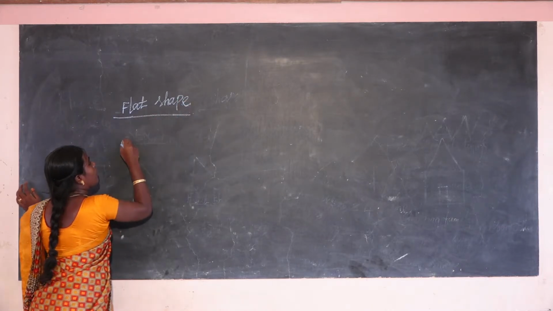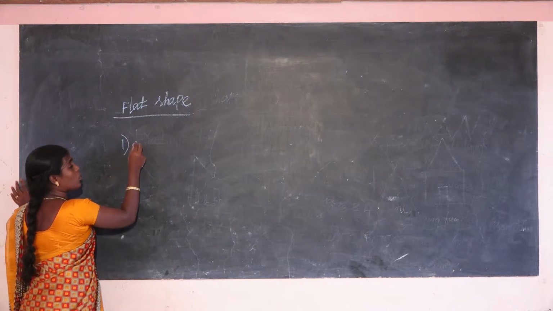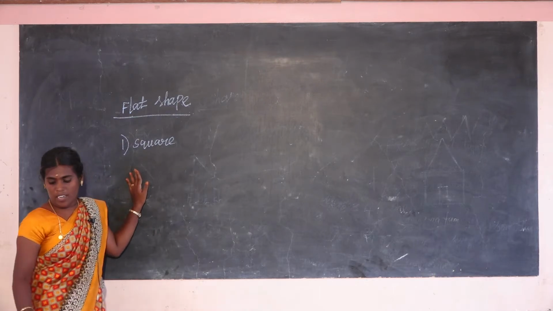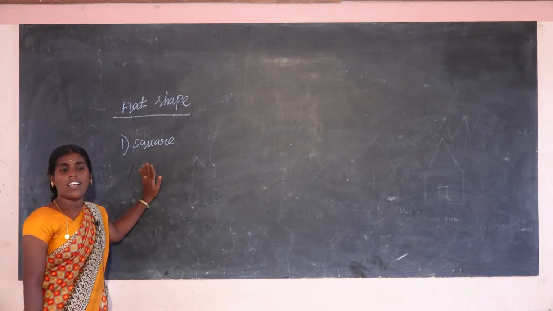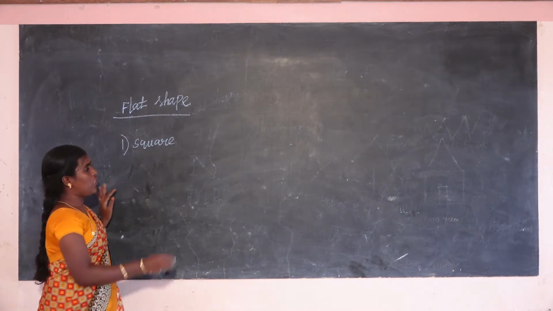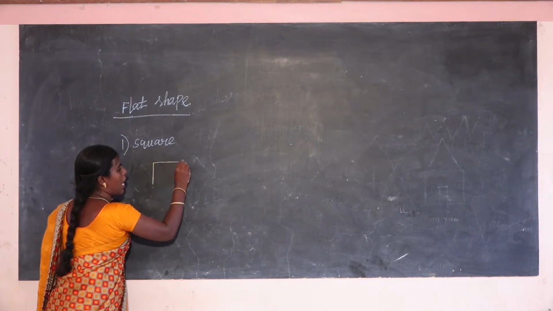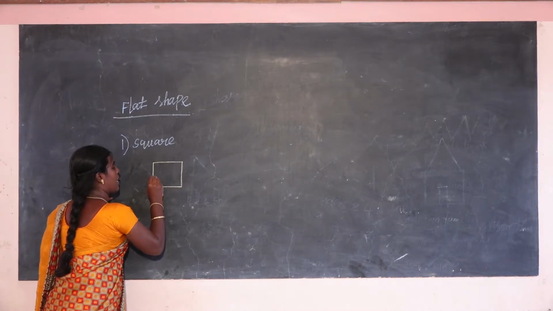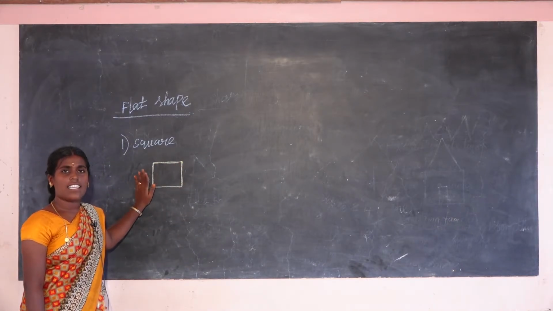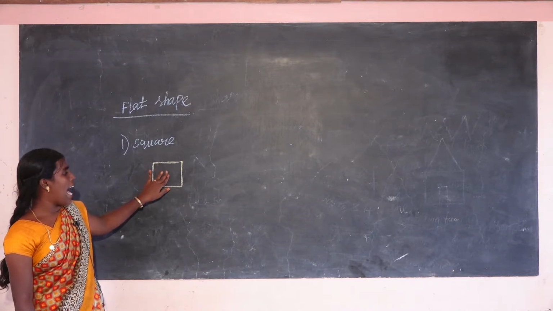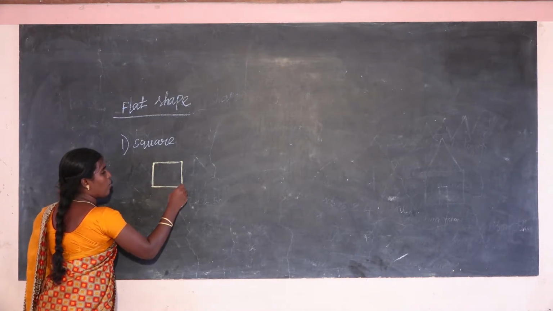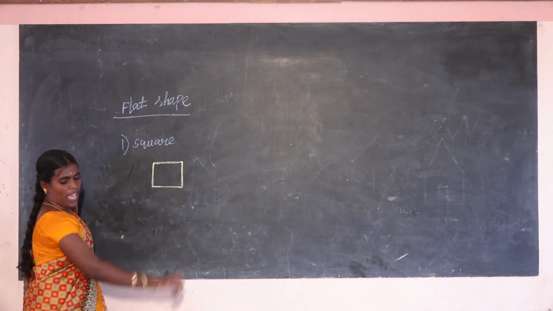Flat shape. What is the first one? Square. Yes, the square. Does anyone know this square? Yes, that is a square. Everyone, draw the picture in your notebook. What is this? That is a square. The square has 4 lines. How many lines are in a square? 4 lines in a square.